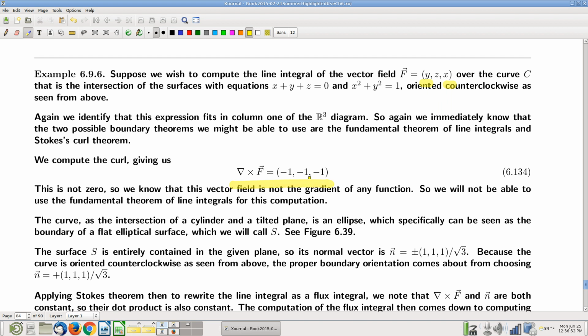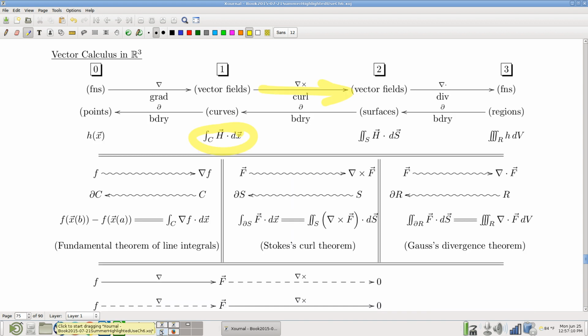And this time we don't get 0 for this vector field. You take that vector field, plug in, get curl, and it's not 0. So forget about the fundamental theorem of line integrals. It's not going to happen. Right. Going back to the diagram, we took the curl. We did not get 0. That means there is no anti-gradient. So forget the fundamental theorem of line integrals.